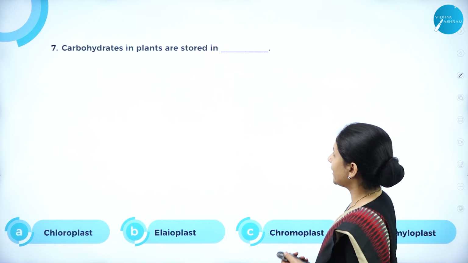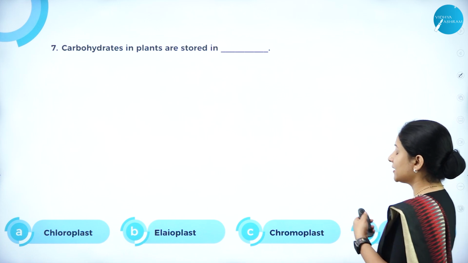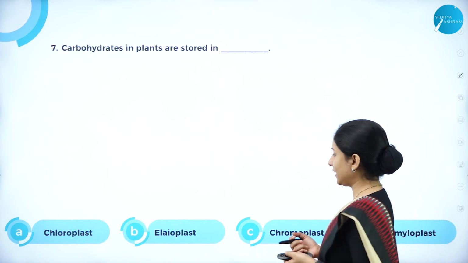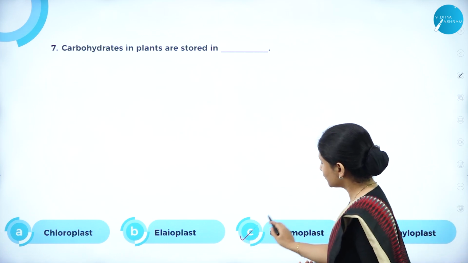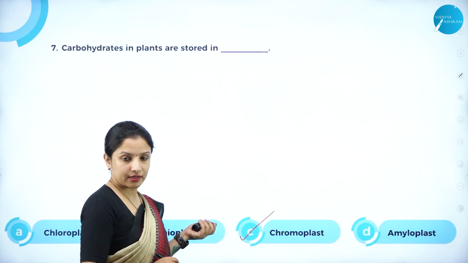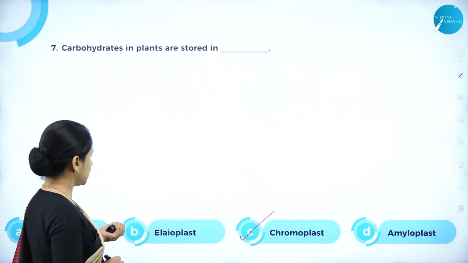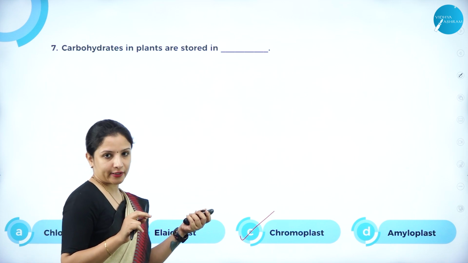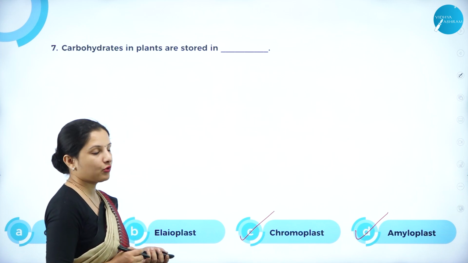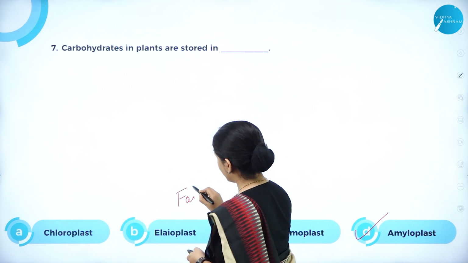Next question. Carbohydrates in plants are stored in chloroplast, elaioplast, chromoplast and amyloplast. Chloroplast helps in the process of photosynthesis. It has nothing to do with storage of carbohydrate. Chromoplast is also a colorful plastid, a fat and oil soluble, lipid soluble plastid, but it doesn't store any components. So we are left with elaioplast and amyloplast. In that, amyloplast actually stores carbohydrates. Elaioplast actually stores fat and oil.